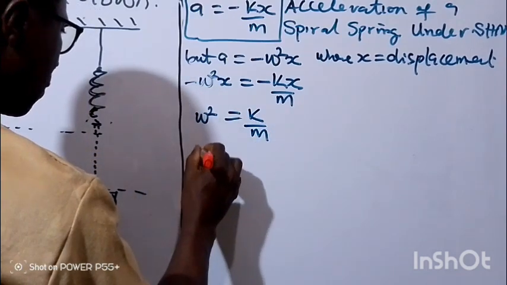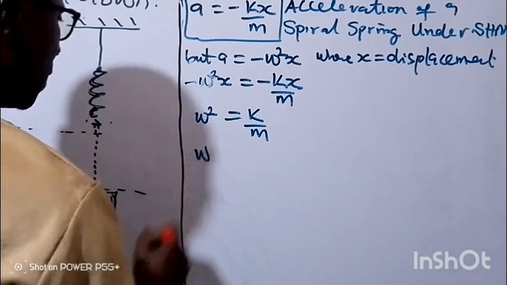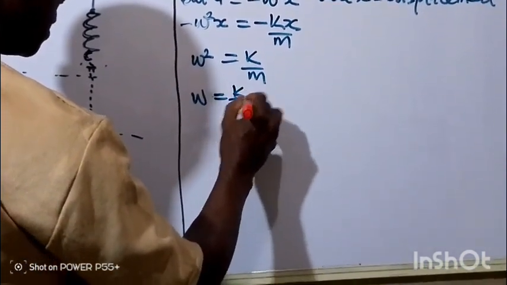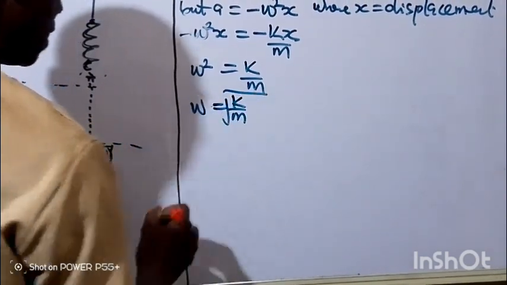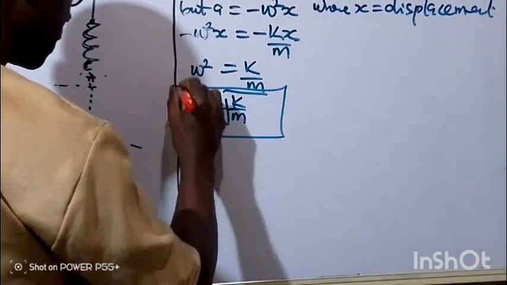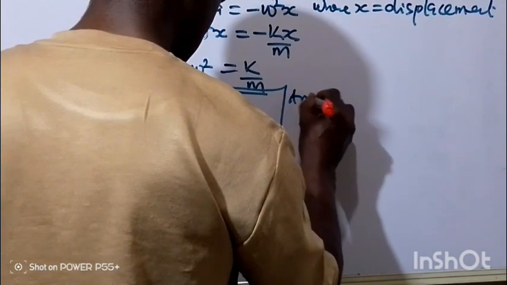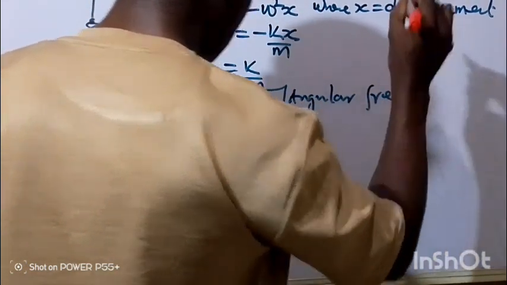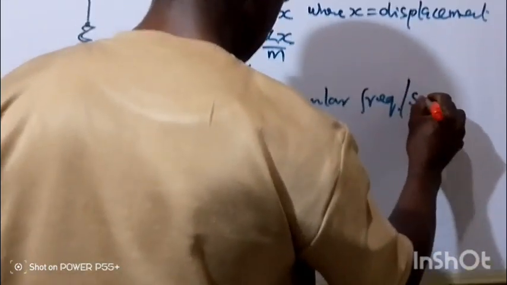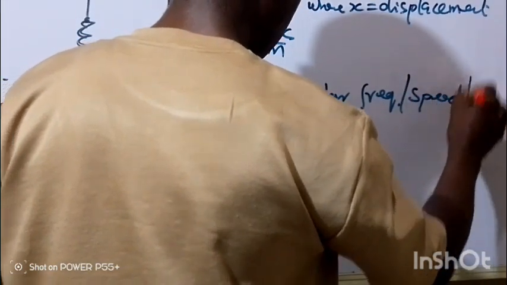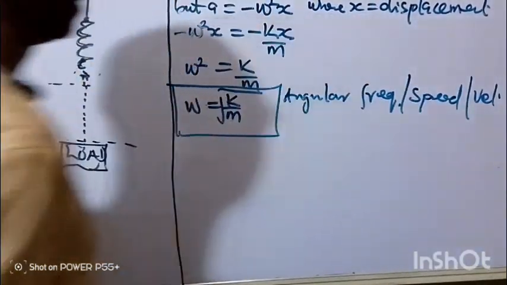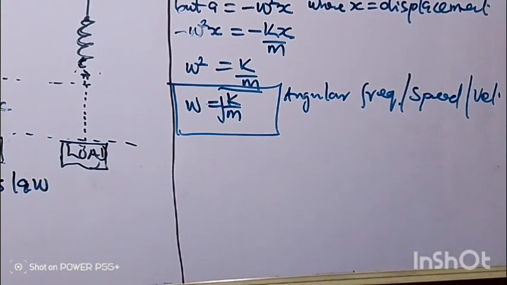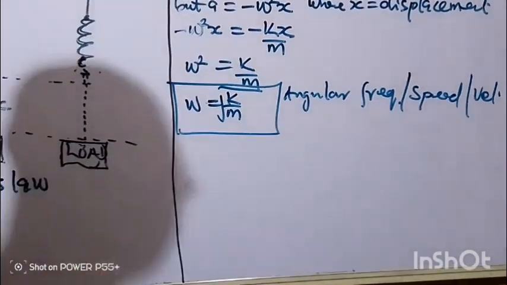Therefore, the angular speed or angular velocity of a loaded spiral spring will be equal to square root of k over m. This one is the angular frequency, or you call it angular speed or angular velocity, of a loaded spiral spring performing simple harmonic motion. What is the value of k now?